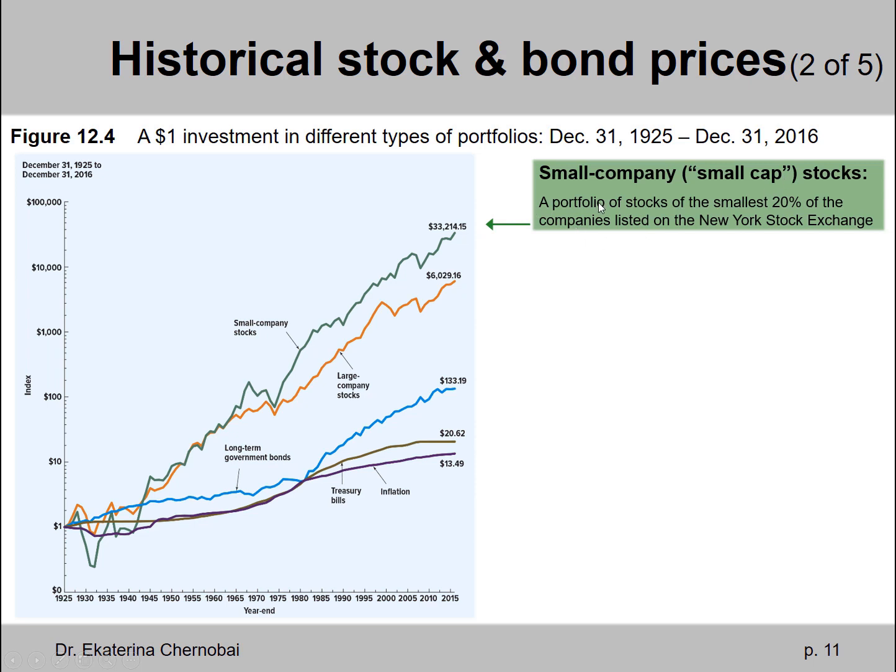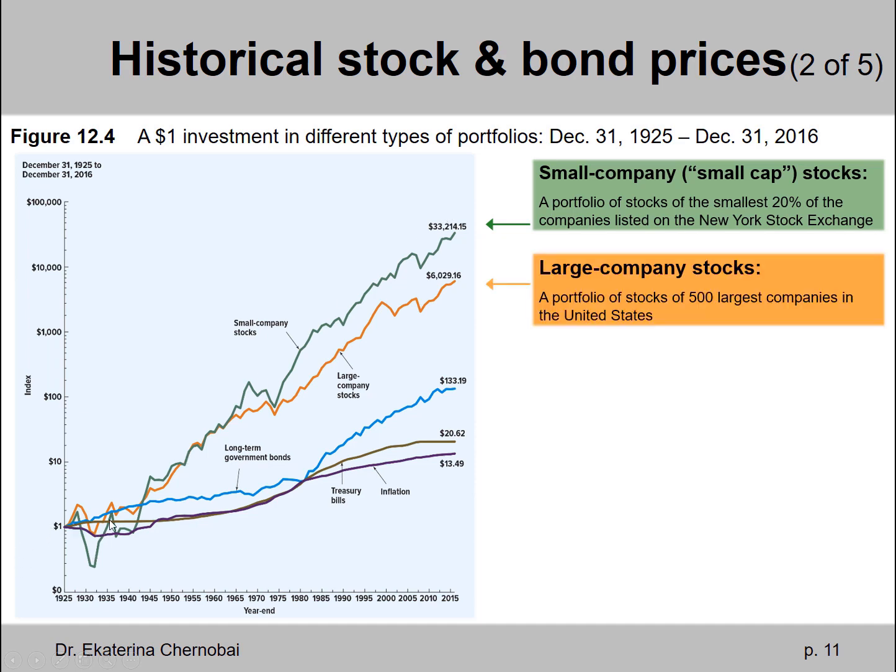This is a portfolio. The term portfolio will actually come up in chapter 13, our next chapter. But it means you're not buying just one company's stocks, but you're buying stocks from several different companies. And small companies or small cap stocks means you're buying stocks of the smallest 20% of the companies whose stocks are traded on the New York Stock Exchange. So that's what the first investor invested his $1 into.